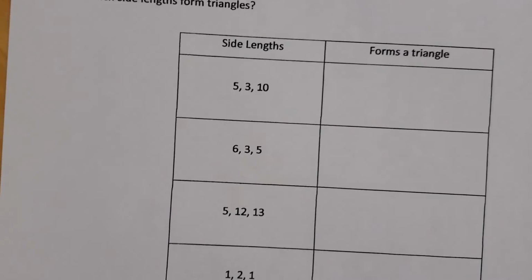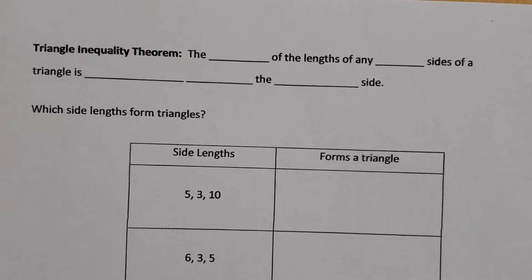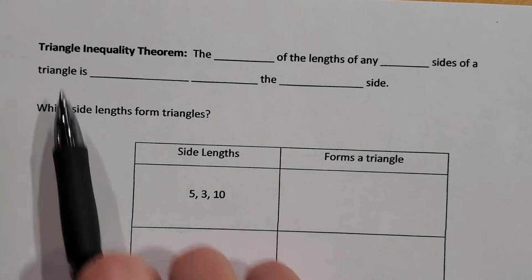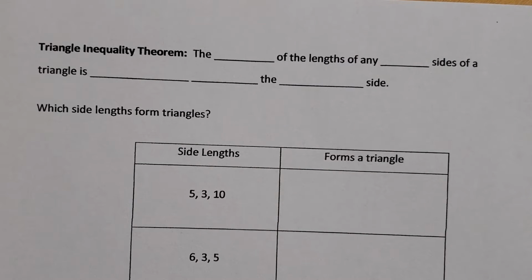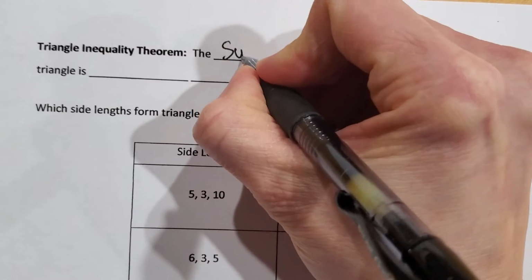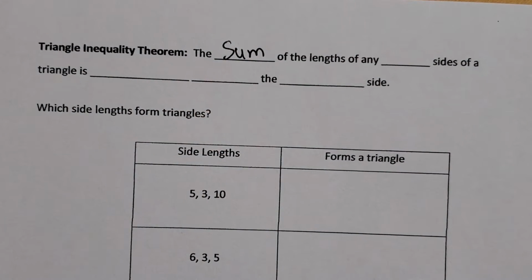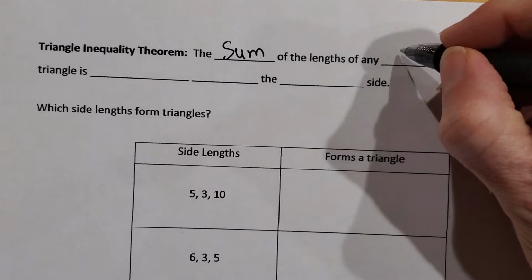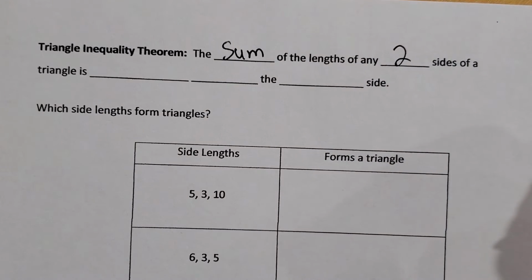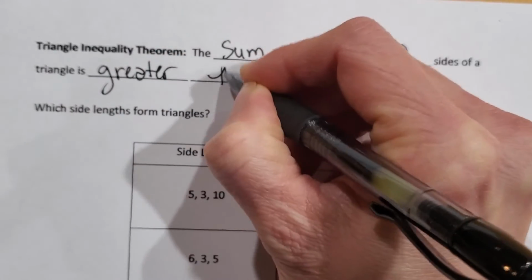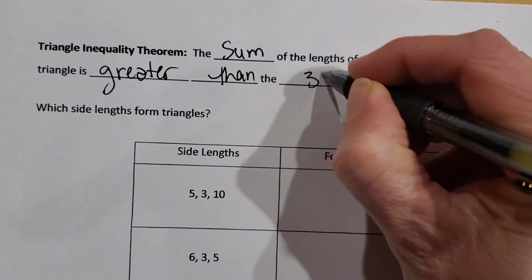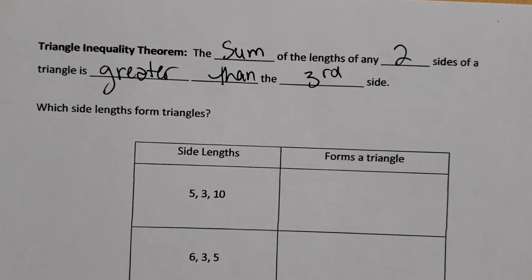What we're going to talk about today, that whole process of how you can determine if three sides make a triangle, is called the triangle inequality theorem. The triangle inequality theorem says that the sum of the lengths of any two sides of a triangle is greater than the third side. Remember, the sum means what the answer is if you add something up. So if I add up two sides of a triangle, it has to be bigger than the third side, otherwise it doesn't make a triangle.